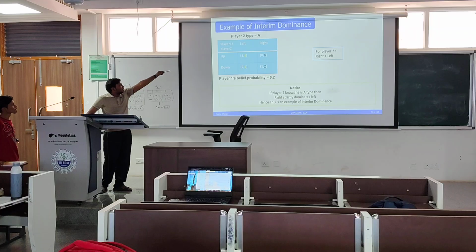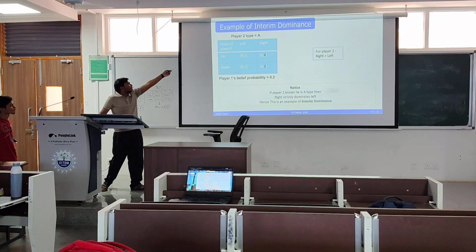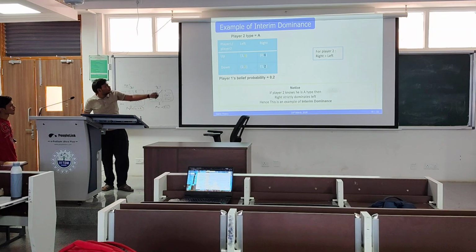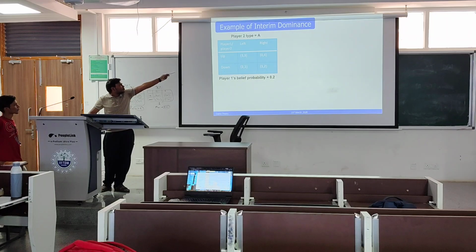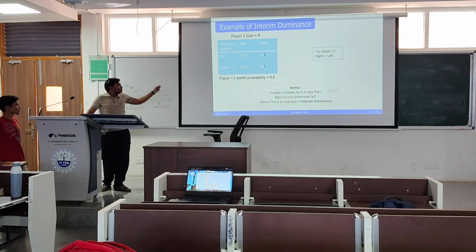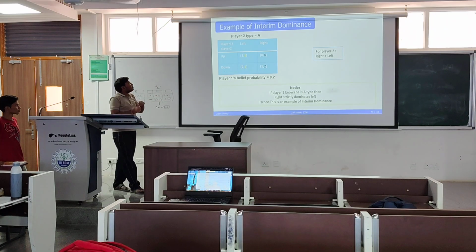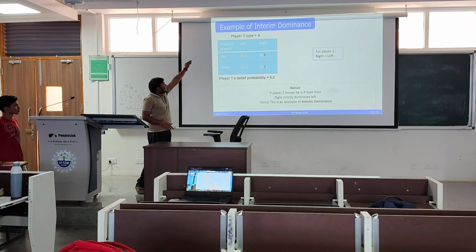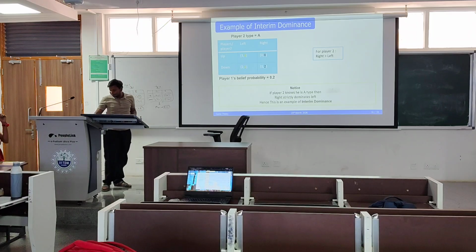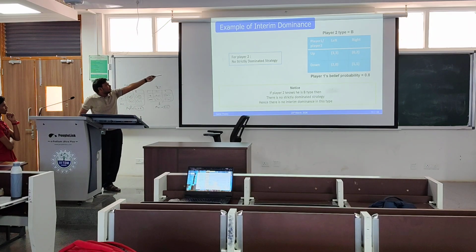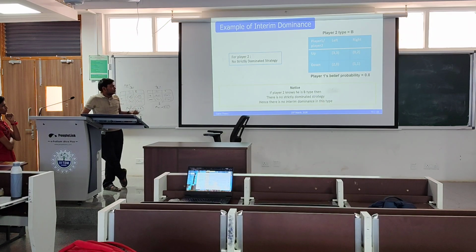So here we can see that left is strictly dominated by right. Okay, here player 2 is of two types. One more thing: here we have taken the example of player 2 with two types. Now, if player 1 knows he is the A type, then left is strictly dominated by right. So he will remove left, and if he removes left, it will be known as an interim dominated strategy. Here we do not have any dominated strategy, so no interim dominance here.